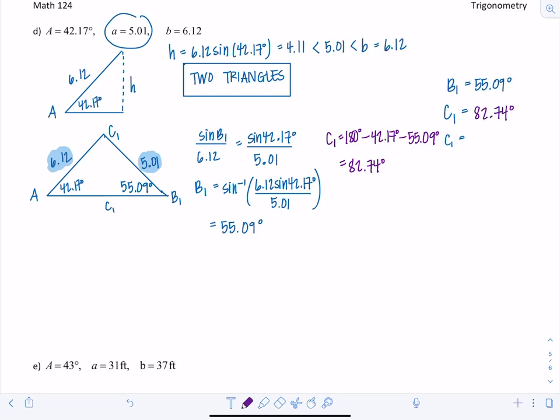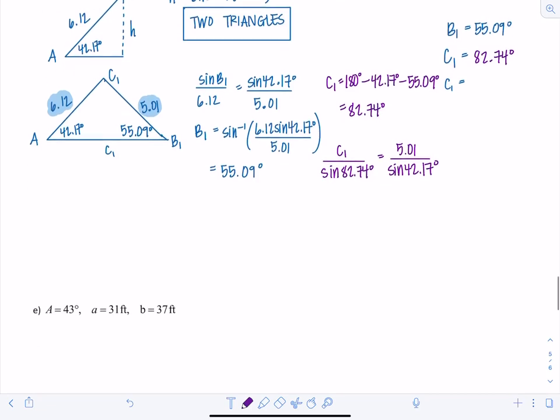And then the last thing I need to find in this triangle is side c1. So side c1 over sine of angle C1, 82.74, is equal to 5.01 over sine of 42.17. And then again, you'd multiply over by sine of 82.74 degrees, and then you're done, and you get c1 equals 7.40. So this is one possible scenario.